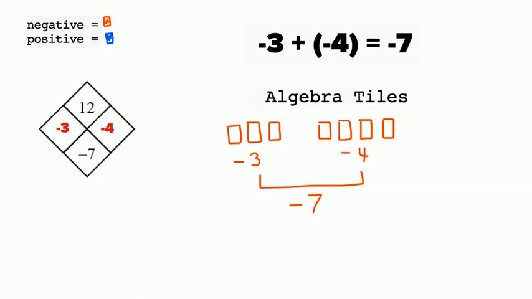Now the next step here is always to look for 0 pairs, but I don't have any blue tiles in this problem. So I don't have any 0 pairs. I just look and say, how many red tiles do I have? Well, 3 red plus 4 red is 7 red. So I know that -3 plus -4 equals -7.